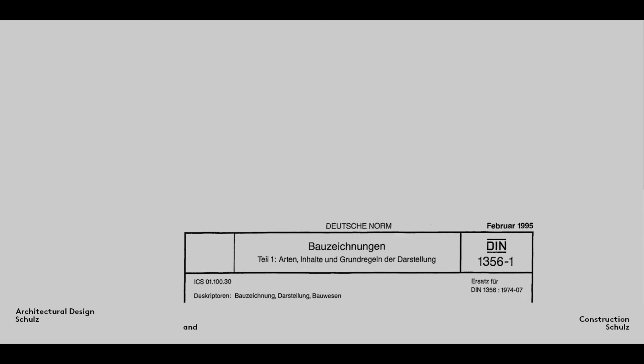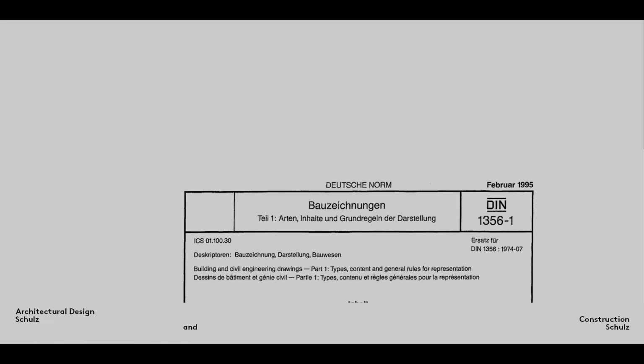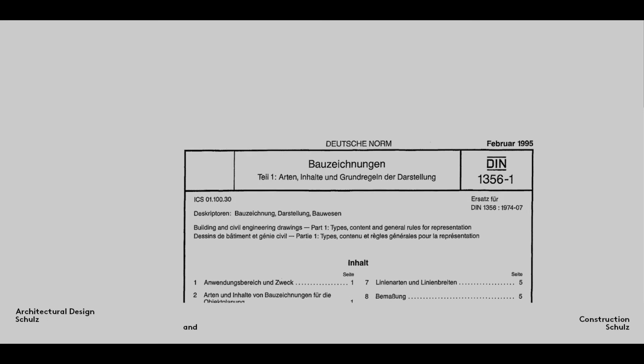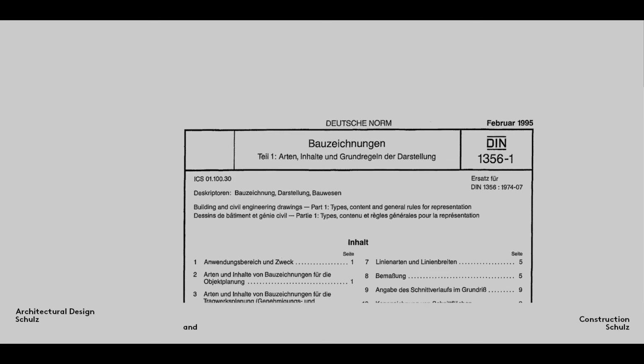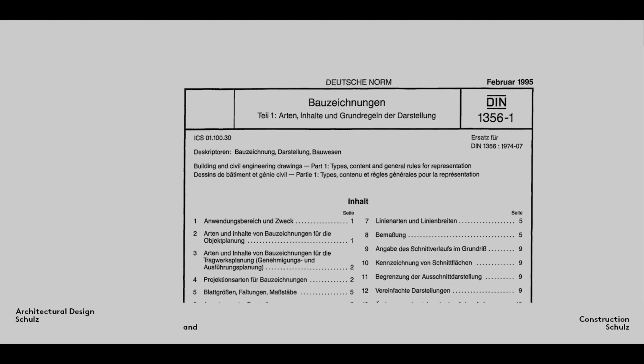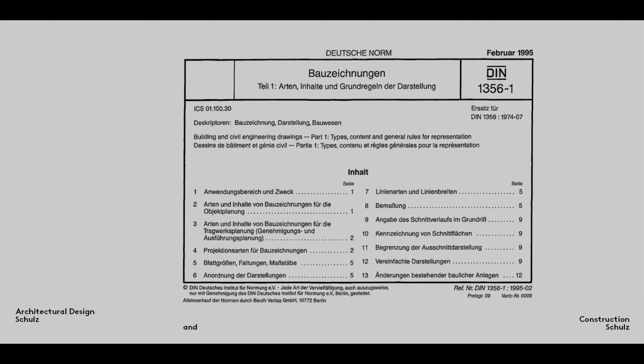In Germany, the most important rules governing architectural drawing are set out in a standard. This standard is called DIN 1356, Building and Civil Engineering Drawings, Part 1, Types, Content and General Rules of Representation. It's only a few pages long, but covers everything you need to know about technical drawing.